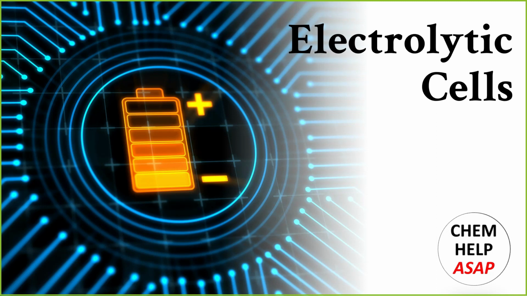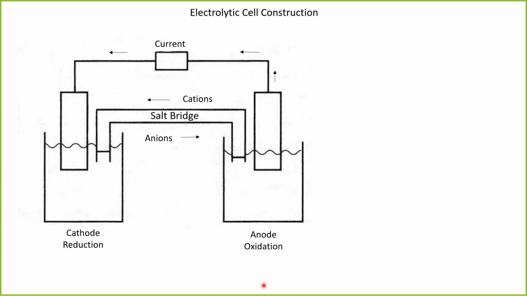In today's video, we're going to be talking about electrolytic cells. Let's get started. An electrolytic cell is exactly opposite from a galvanic cell. This is a cell where we have to apply an external current to force the reaction to proceed. So our current is going to run from right to left.